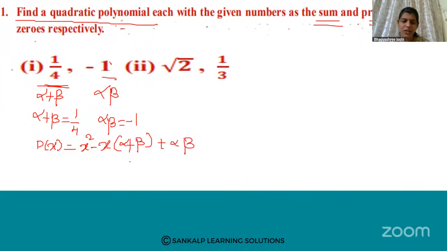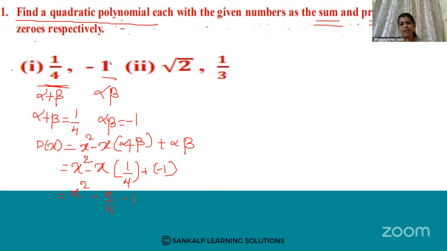Right? Now, we know the value of alpha plus beta and also we know the value of alpha into beta. So, substitute these two values into this expression. X square minus x into alpha plus beta value 1 divided by 4. Alpha into beta value is minus 1. Okay. Next step. X square minus x into 1, that is x divided by 4, plus into minus 1.